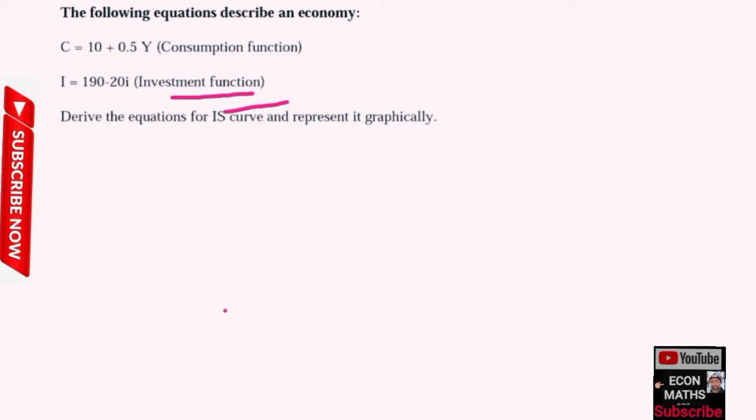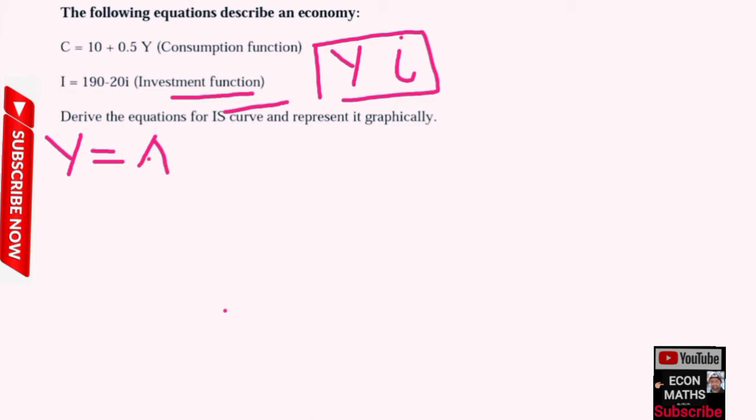Now, first of all, this IS curve describes the equation for product market equilibrium at various combinations of level of income and interest rate. This curve actually describes the equations for the product market equilibrium. As we know, product market equilibrium occurs when Y, that is income, is equal to aggregate demand, which is equal to consumption plus investment.